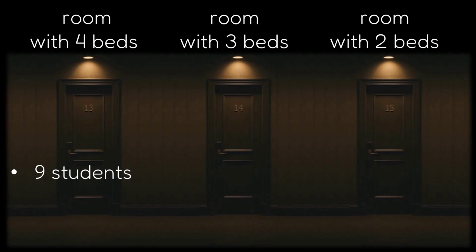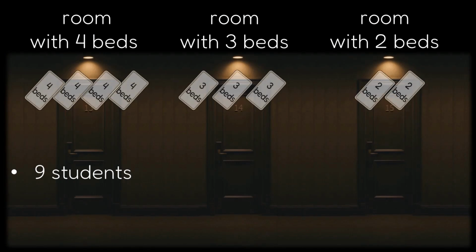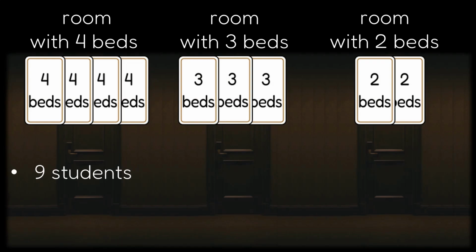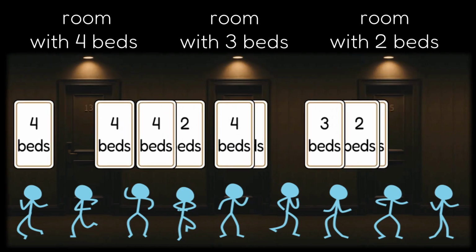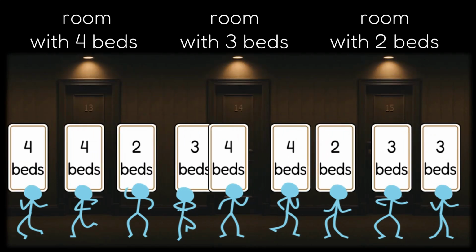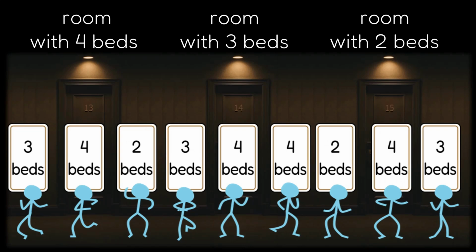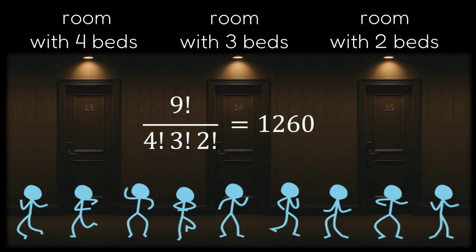Anyway, this problem has a second, more direct solution. Let's build a deck made up of 4 cards representing the room with 4 beds, 3 cards representing the room with 3 beds, and 2 cards representing the room with 2 beds. Then we line up the students and randomly hand out the cards to assign them to the rooms. This makes it clearer that counting the ways to distribute the students among the rooms is equivalent to finding the anagrams of the original deck. The formula for anagrams is 9 factorial divided by 4 factorial, 3 factorial, 2 factorial, which equals, guess what?